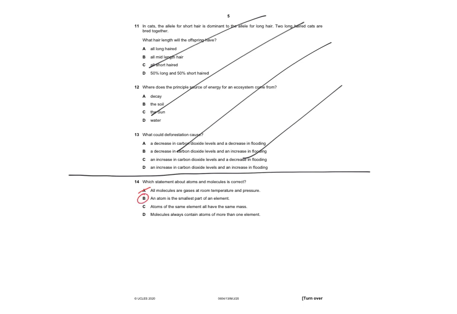Atoms of the same element all have the same mass. That's not true because of isotopes. Okay, because isotopes give you different mass. So thinking about chlorine 35 and chlorine 37, for example, which is why our RAM is 35.5. Molecules always contain atoms of more than one element. No, because the definition of an element is they are all the same atom. Okay. So the answer is B.